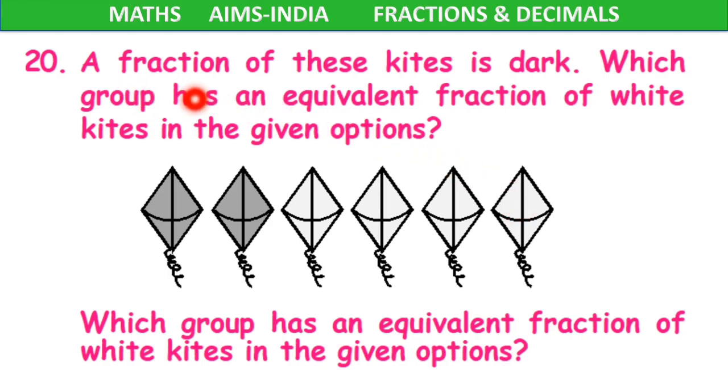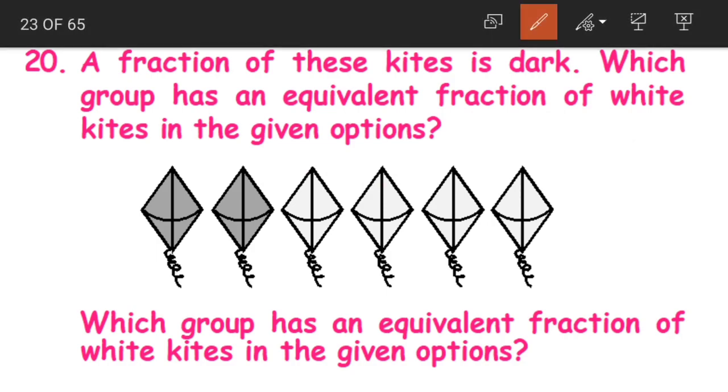Next question. A fraction of these kites is dark. Which group has an equivalent fraction of white kites in the given options? The fraction of these kites is dark. What is the fraction of the kites that are dark? We are having 2 dark kites out of 6 kites. In total we are having 6 kites, out of which only 2 are dark.